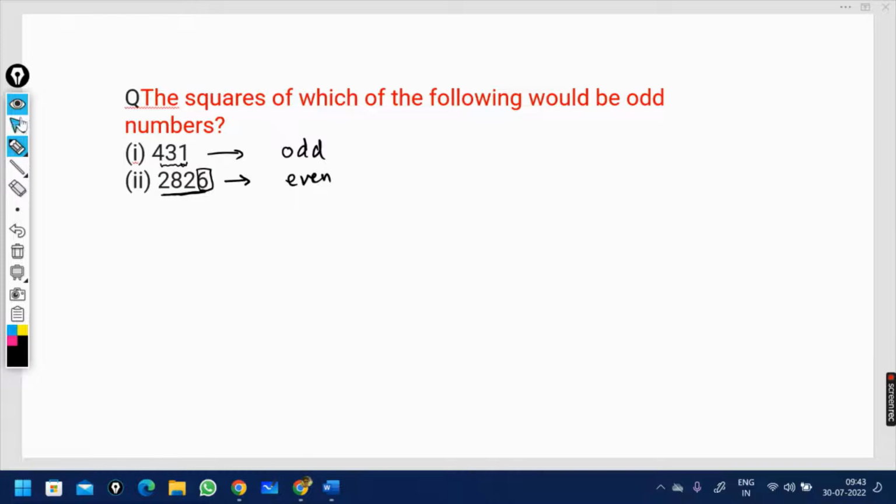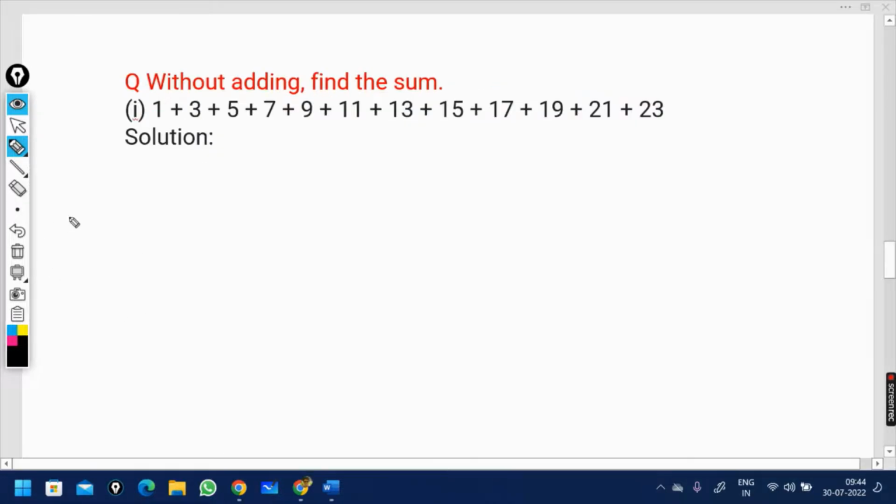Okay, interesting, no? So now this one is very interesting. It says without adding, find the sum. You look at it. I mean, these are so many numbers, and how can you find the sum without adding? Now, this is really difficult. So for that, there is one thing that you have to observe, the numbers carefully. Is there any pattern that you see? This is 1, 3, 5, 7, 9. So one thing I can see is that these are all odd numbers, right? And second thing I see is that they are consecutive odd numbers.